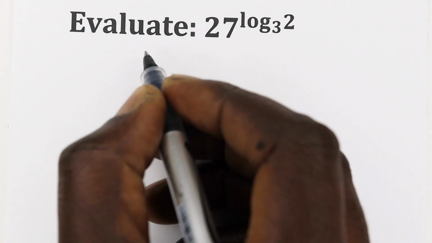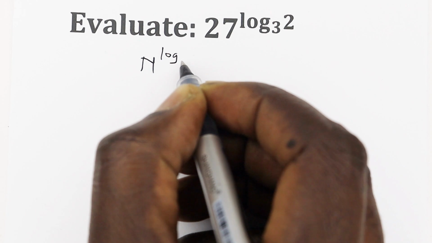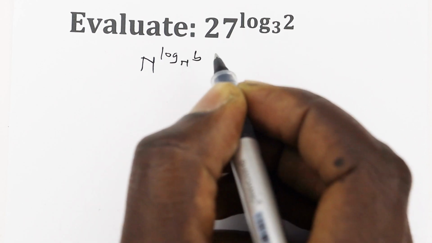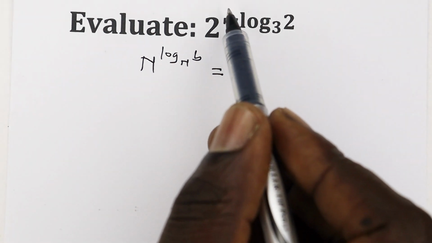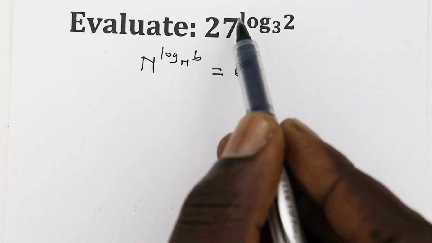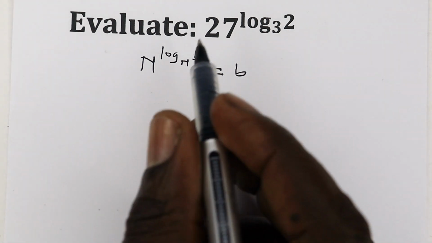Evaluate 27 to the power log to base 3 of 2. So what we're going to do, we're going to make this be the case where you have n raised to the log to base n of b, and that is equal to b. So what we're going to do, we're going to make sure that we have this number and this number being the same. Let us manipulate what we have.